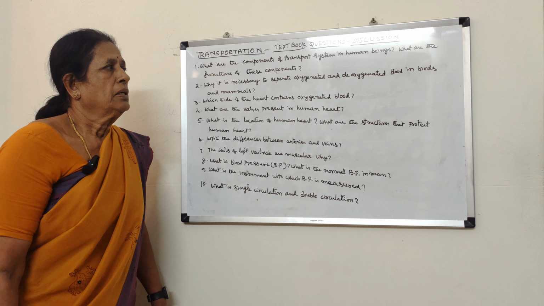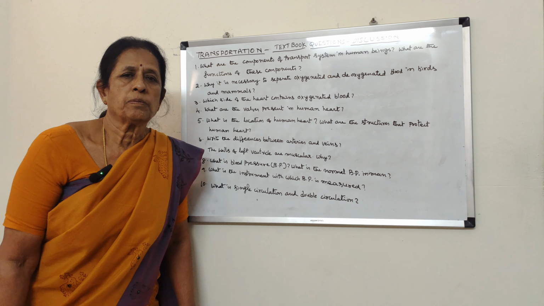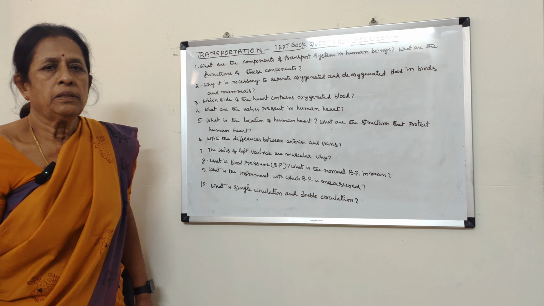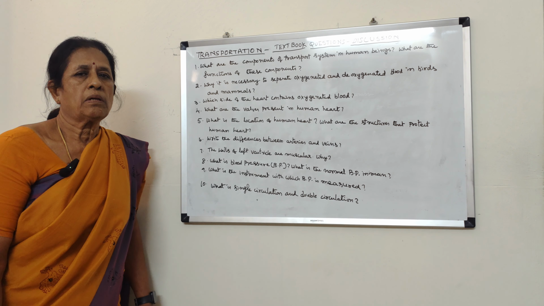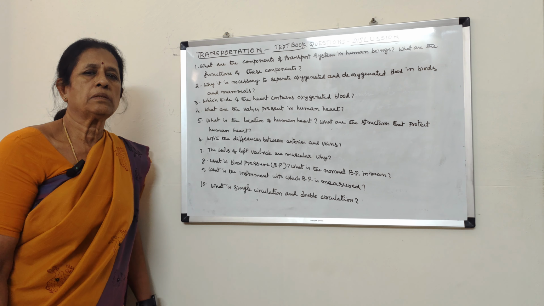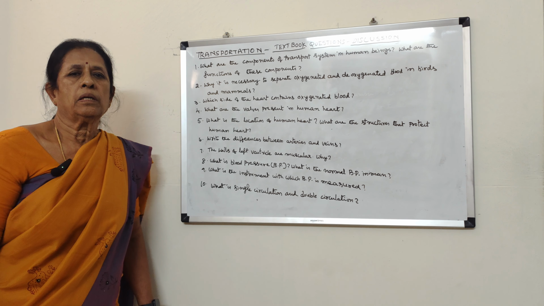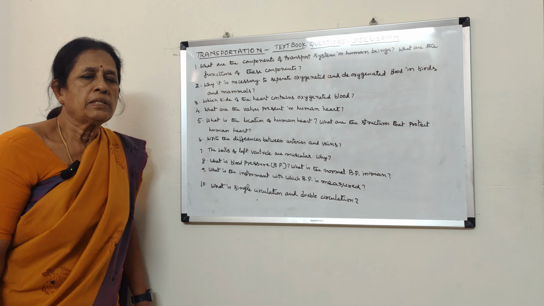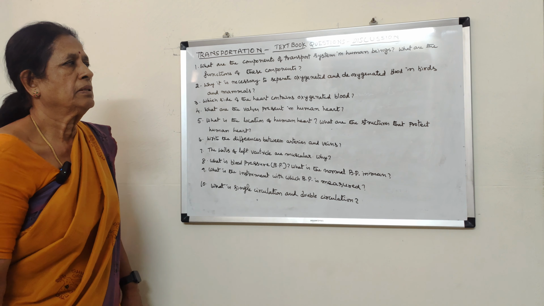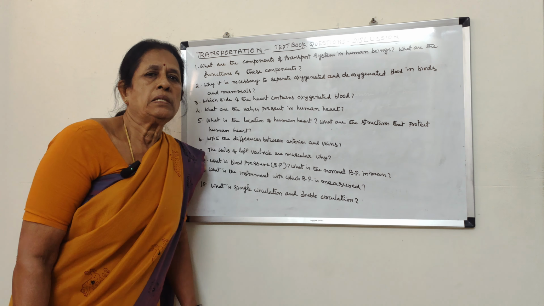So, first of all, the components of a circulatory system or transport system are heart, blood, and blood vessels. First, the heart is a muscular organ made up of cardiac muscles. It is a pumping organ. It pumps blood to all parts of the body, and it receives blood from all body parts. That is the heart. Next one is blood.